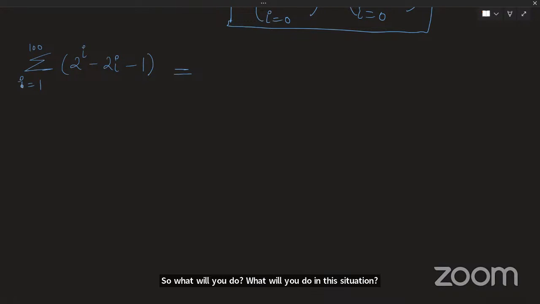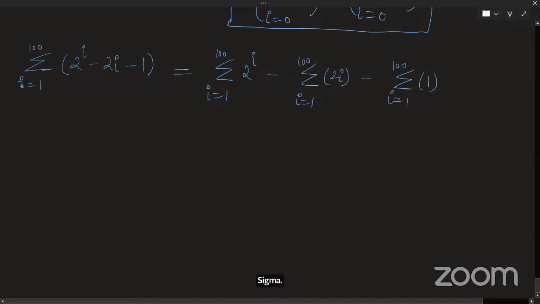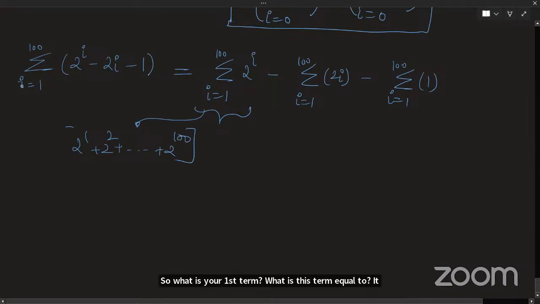Sigma I equal to 1 to 100, 2 raised to I, minus sigma I is equal to 1 to 100 of 2I, minus sigma I is equal to 1 to 100 of 1. Right? So what is this first term equal to? It is basically 2 raised to 1 plus 2 square plus so on till 2 raised to 100, right?